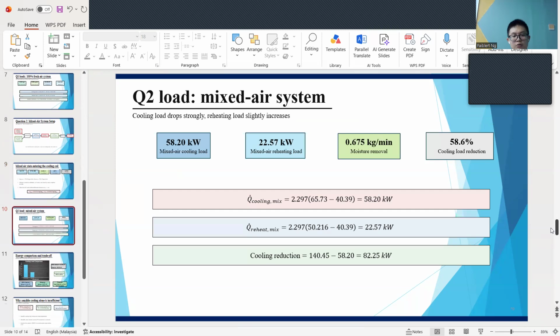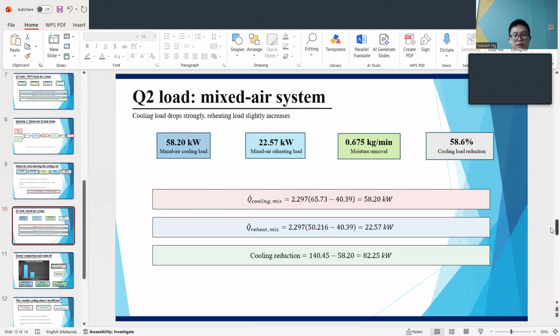This slide shows the cooling load, reheating load, and moisture removal of the mixed air system. The cooling rate is calculated using the dry air mass flow rate of the mixed air times (h mix minus h2), and the value you get is 58.2 kW. The reheating load is 2.297 times (50.216 minus 40.38). You can get the value, which is 22.57 kW.